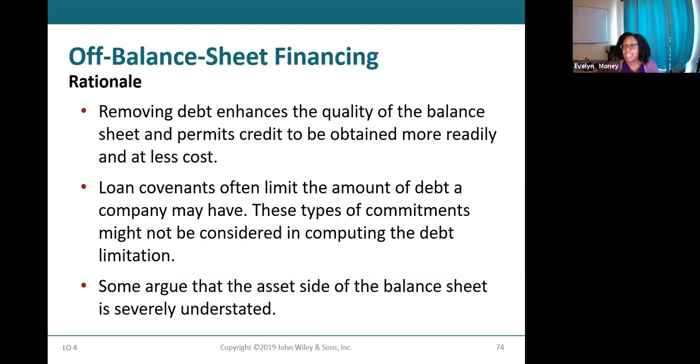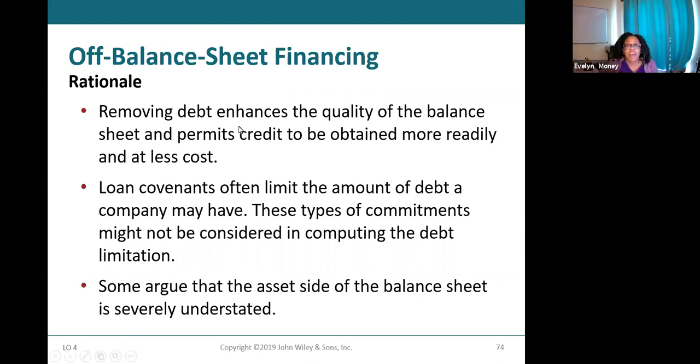Sometimes loan agreements can limit the amount of debt that we can get, whether we're able to pay it or not. I may be able to pay it, but I may be in another loan arrangement that says you can't have more than this amount of debt. So I set up a special purpose entity to help me handle that.